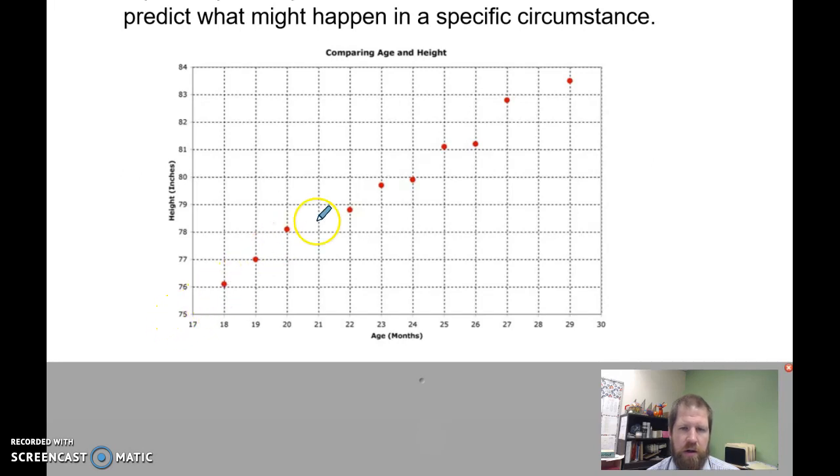if we are looking at this, and this is our data, we have some missing data, right? We don't know how tall our plant was at 28 months or 21 months, okay? And maybe that's something we want to figure out, all right? So we can use a scatter plot, and we can use our trend line, okay, our line of best fit, to give us a good idea of what that would be, okay?